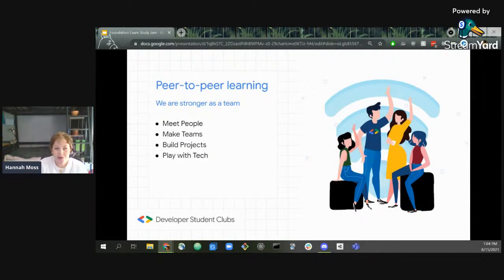And we really want to help you through peer-to-peer learning. Remember, it's a student-run community, and we want you to reach out and ask any questions and ask for help if you get stuck. This way, we can meet new people and build projects together. That's our main goal in our club, and we hope you enjoy today's event.